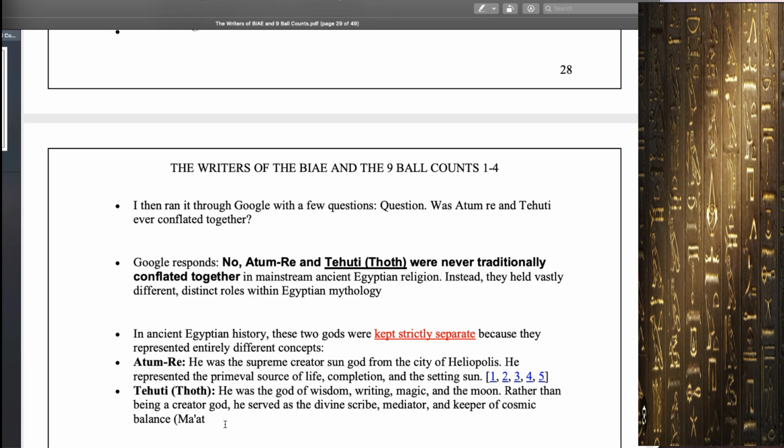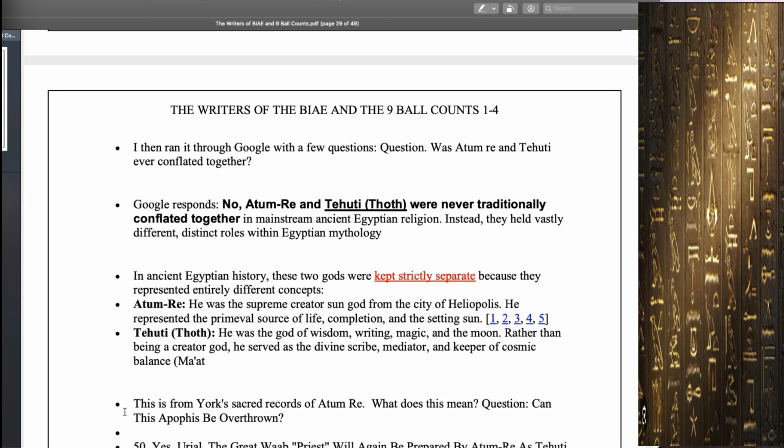So York is now lying and saying that a sun god, a creator, the primary first god, who we know was Nu, he's now saying that Tahuti and them were pretty much the same. How was that? Tahuti is not a creator god. That's foolishness. These are lies.